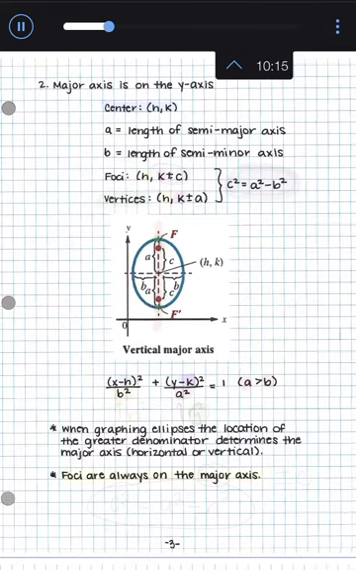Continuing along, let's look at the other example when the major axis is the y-axis. Notice the center is still found the same way. The center is still found by looking at what's along with your x squared and what's along with your y squared. And again, you always do the opposite of what sign is actually listed.